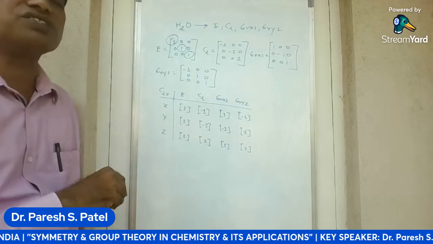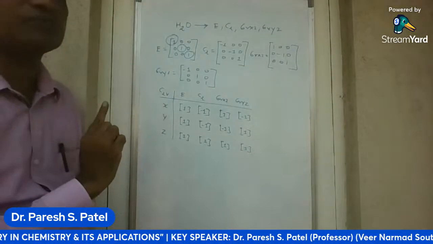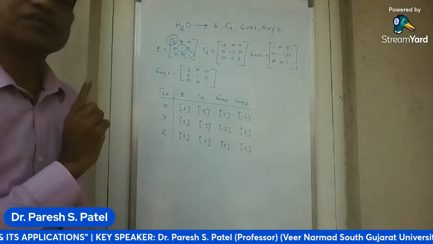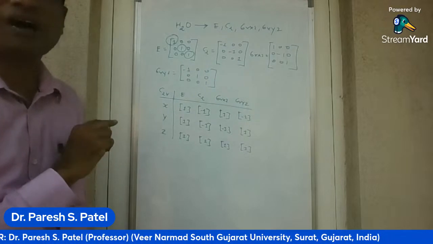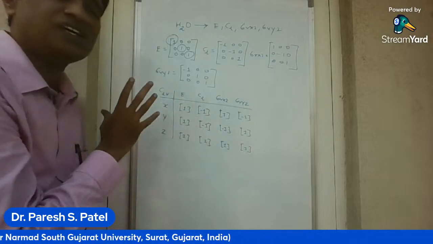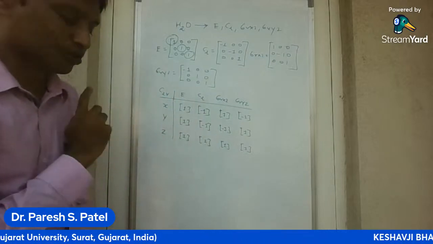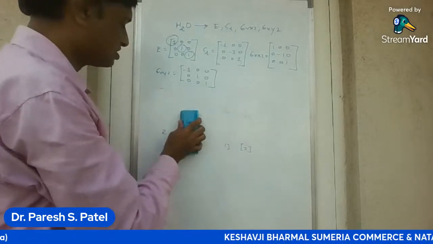So dear students, this is a most important question for your annual exams: what are reducible and irreducible representations, give the reducible and irreducible components of the water molecule. So these are the reducible and these are the irreducible components for the water molecule. Now, a second example for reducible and irreducible representations.